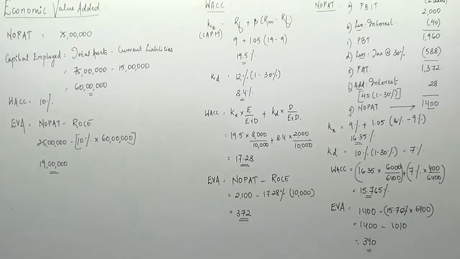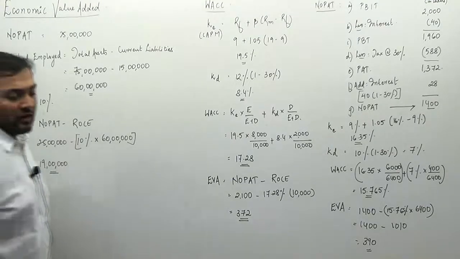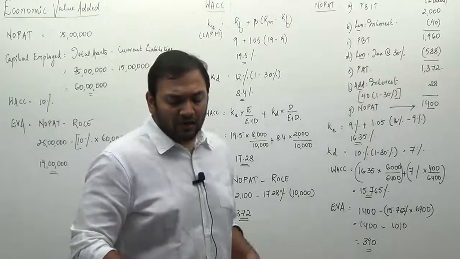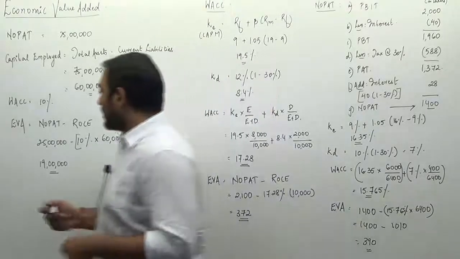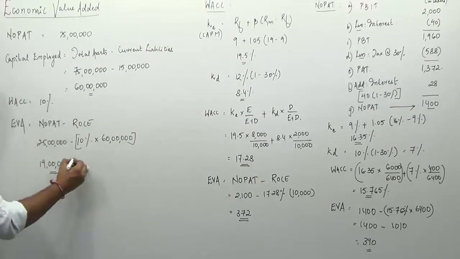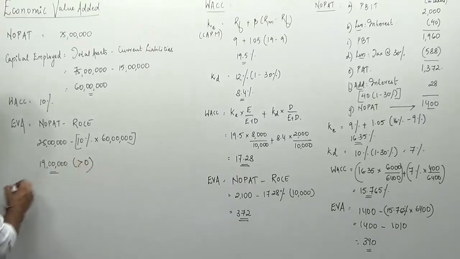So the question was basically, does the company meet the bank criteria of positive EVA? Absolutely. EVA is greater than 0. So the company meets the bank criteria.